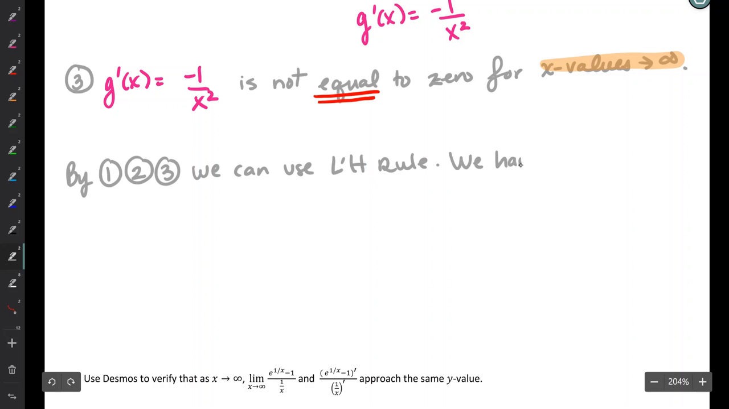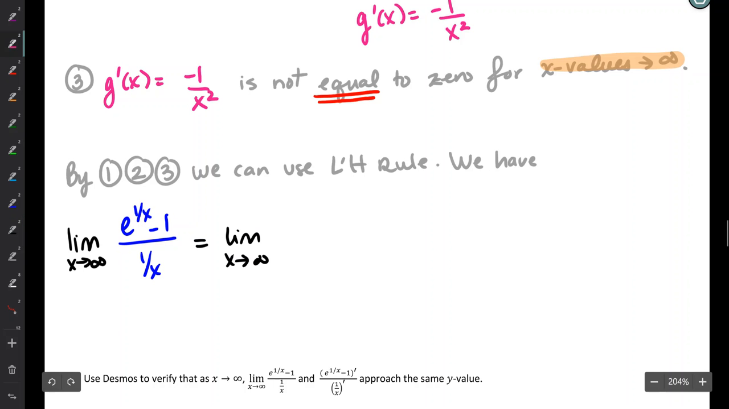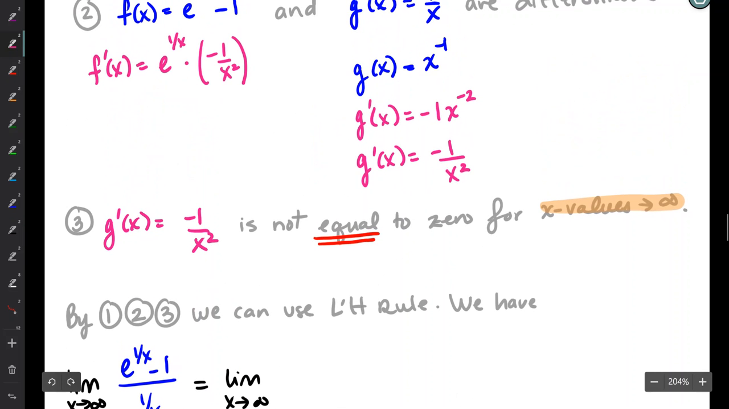What do we have? The limit as x approaches positive infinity of e to the 1 over x minus 1 all over 1 over x is equal to the limit as x approaches infinity of f prime. You know, and how about multiply fractions straight across? Minus e to the 1 over x all over x squared. Or not. Doesn't really matter. I'll just leave it the way we had it.